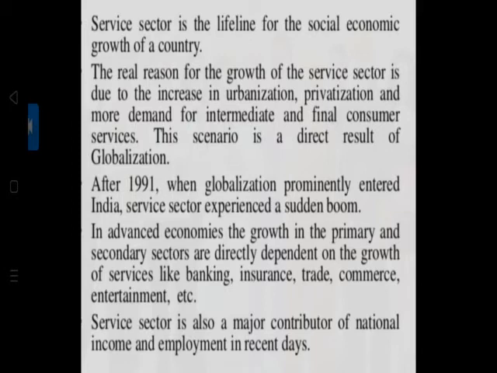Service sector is also a major contributor of national employment and income in recent days. Of course, it's contributing to the economy because for the services you're providing, you're being paid for it. So every service, nothing is done for charity, students. If you see the sectors which come under the tertiary or the service industry, none of them are for charity. So definitely they are going to generate a lot of income and employment. And in recent times also they have generated, and further on also they will generate.